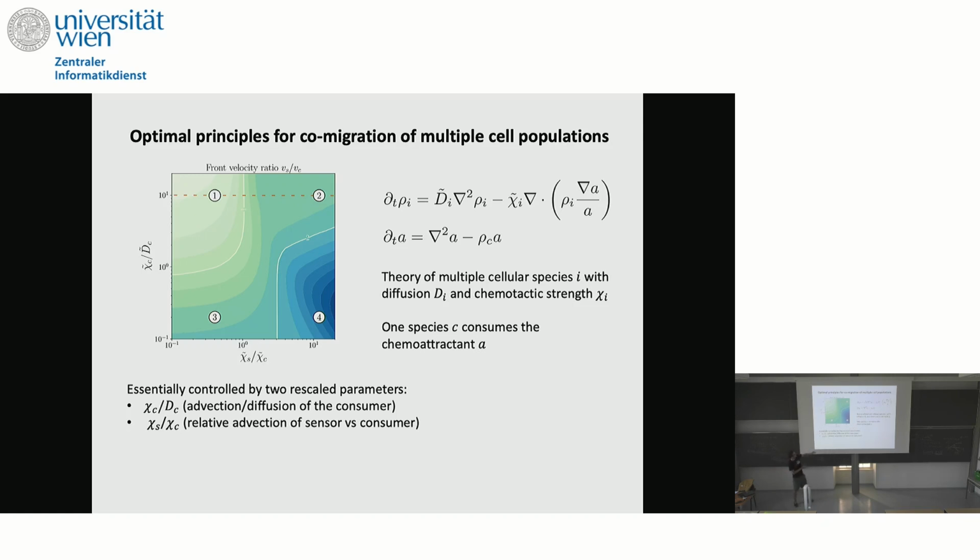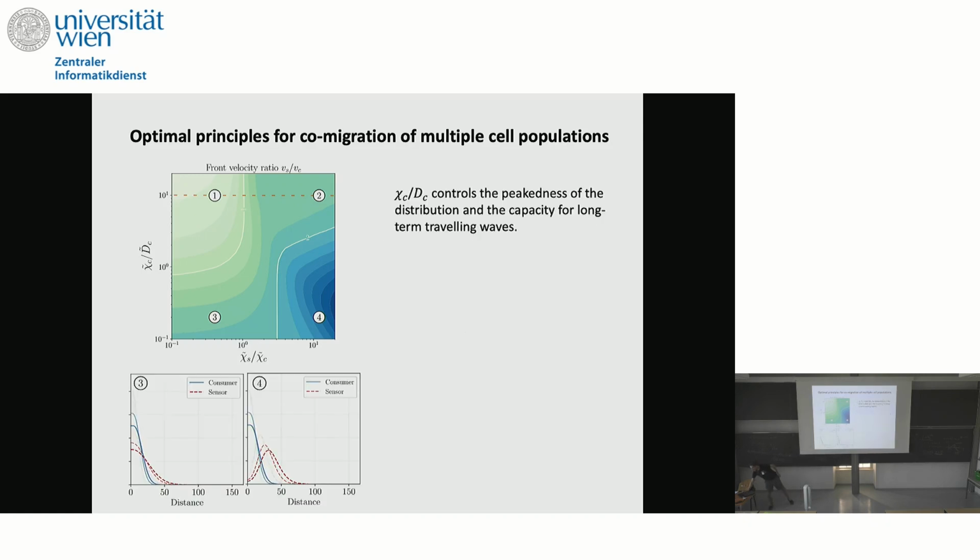But then the other interesting thing is the relative chemotactic strength of the sensors and the consumers. What happens is that you also have a pretty strong cliff, a very strong phase transition when this is 1. And let me just show you maybe actual profiles. These are concentration profiles of the consumers in blue and the sensors.